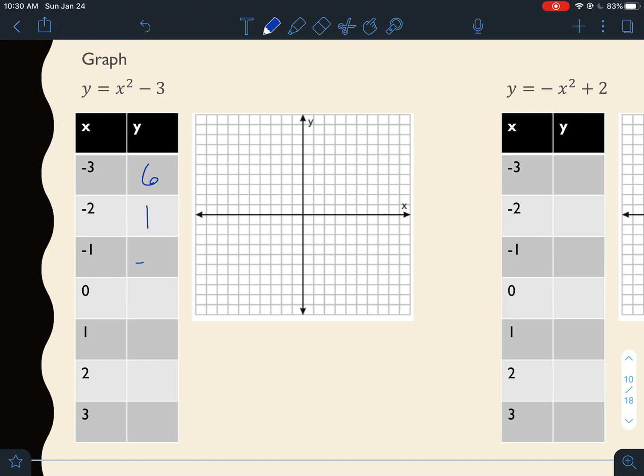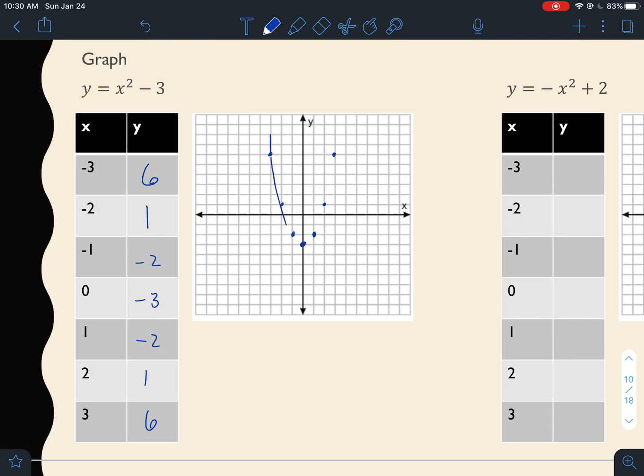Plug in negative 1, I would get negative 2. Plug in 0, negative 3. Plug in 1, negative 2. Plug in 2, 1. Plug in 3, 6. So if I went to graph this, I would get 0, negative 3, 1, negative 2, negative 1, negative 2, 2, 1, negative 2, 1, and then 3, 6, and negative 3, 6.